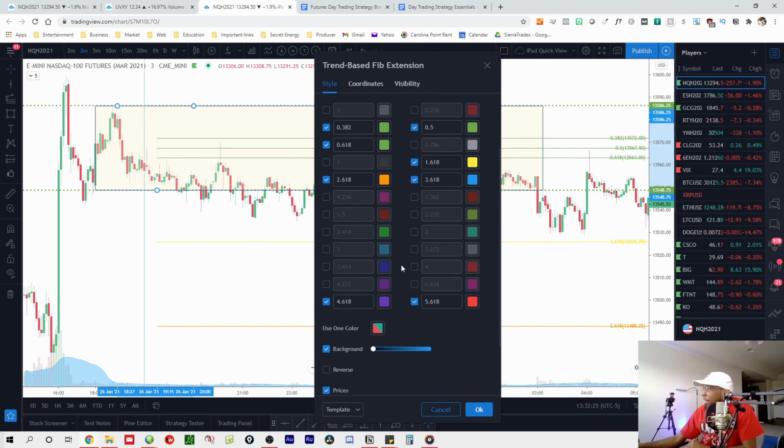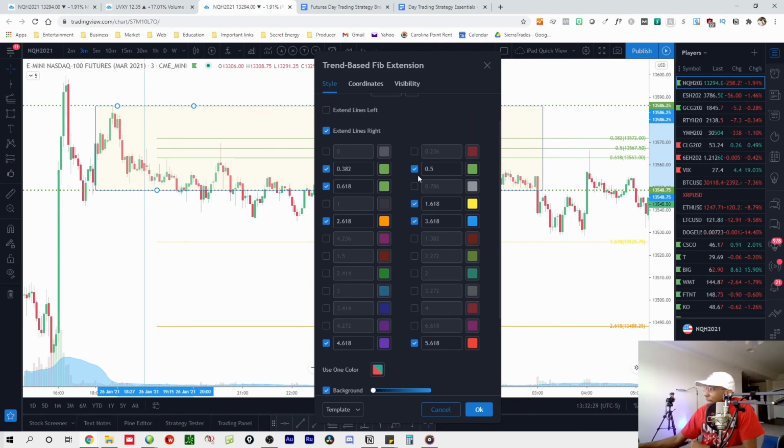So this is how I have my Fibonacci extension set up. You can also look at the 50% line, which I think tells you some decent information, whether that's for trend continuation or trend reversal, or if you're trying to trade on the mean reversion side of the game.